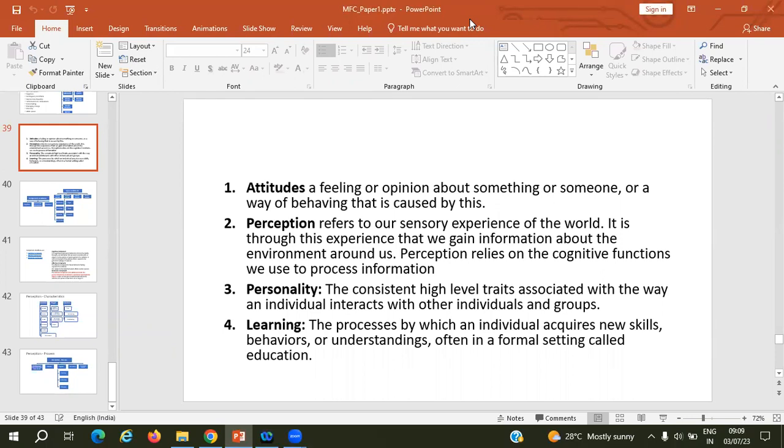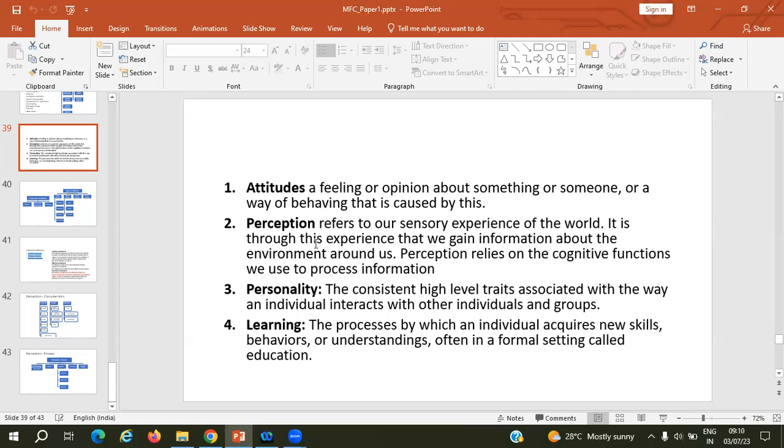Main difference is attitude is a visual behavior which you can see in human psychology. What is a human being behaving in the public? That means you can see. But perception is very much internal. You cannot see. That's the main difference between attitude and perception.